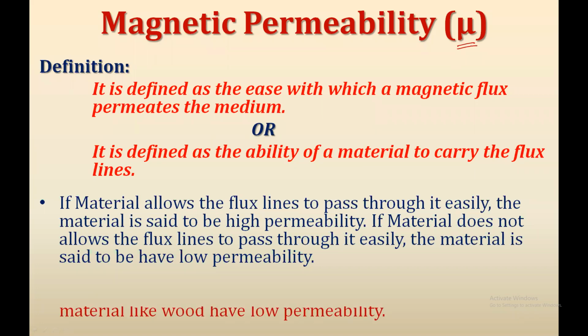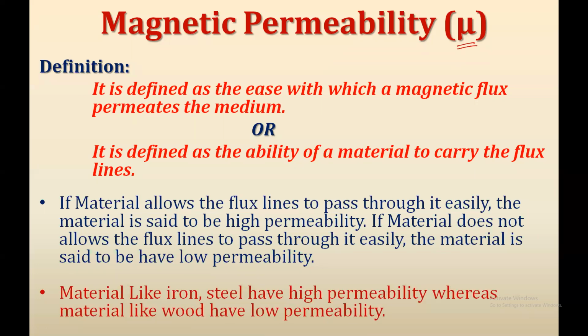See that materials like iron and steel have high permeability. High permeability चा अर्थ काय होतो? They can easily pass the magnetic lines of force. Whereas a material like wood has low permeability. It means that wood will not permit the magnetic lines of force through it. So we call its permeability very low. Simple thing is that.